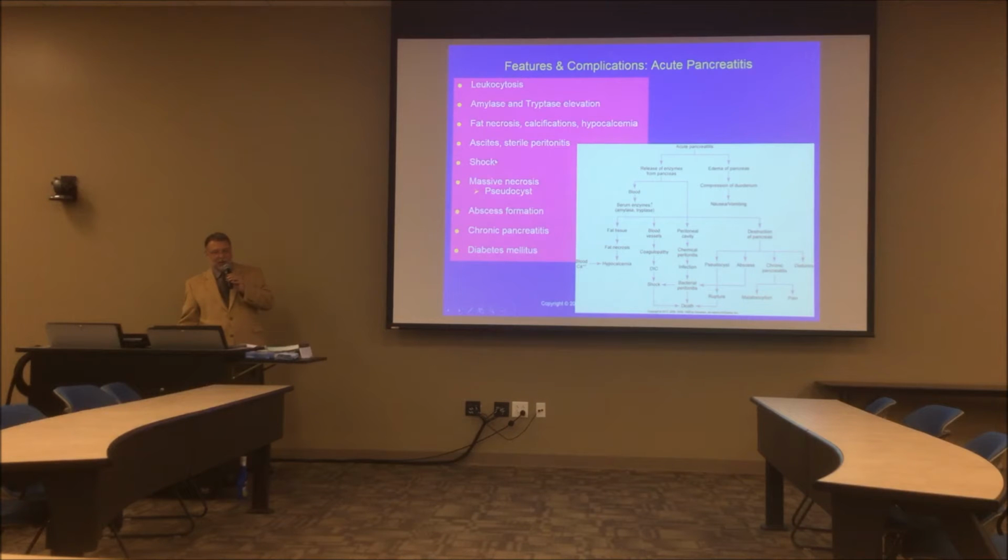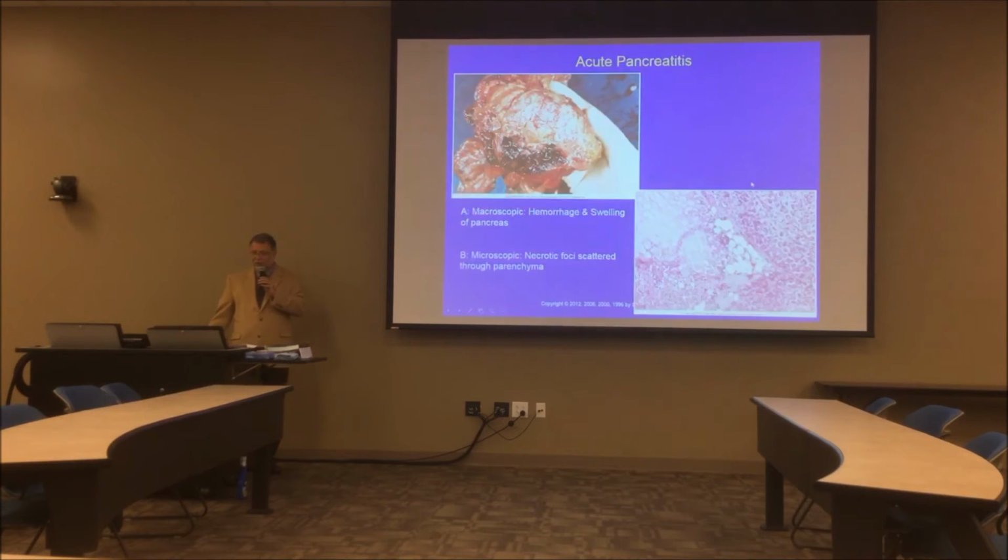You might end up having shock. The massive necrosis and formation of pseudocysts is common with this situation. The formation of abscess, going into chronic pancreatitis. A situation that also can happen as a complication is the presence of diabetes. So if you follow this flow chart, it's going to be easy for you to remember what happens from an acute pancreatitis. The sad and important thing to realize is that death in some of these patients might occur.